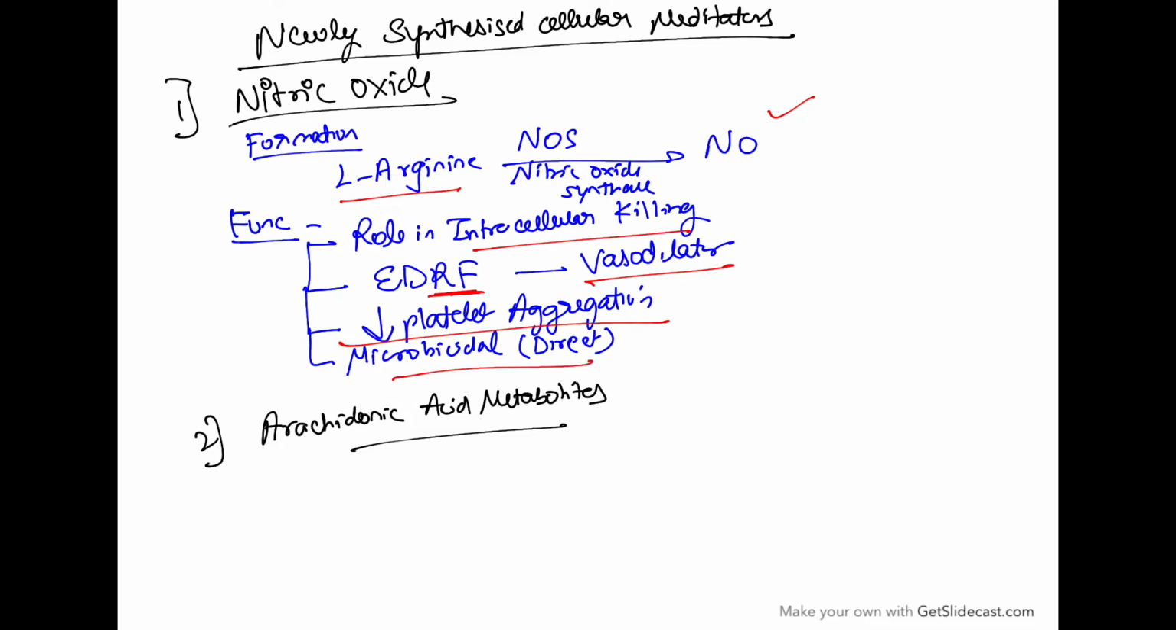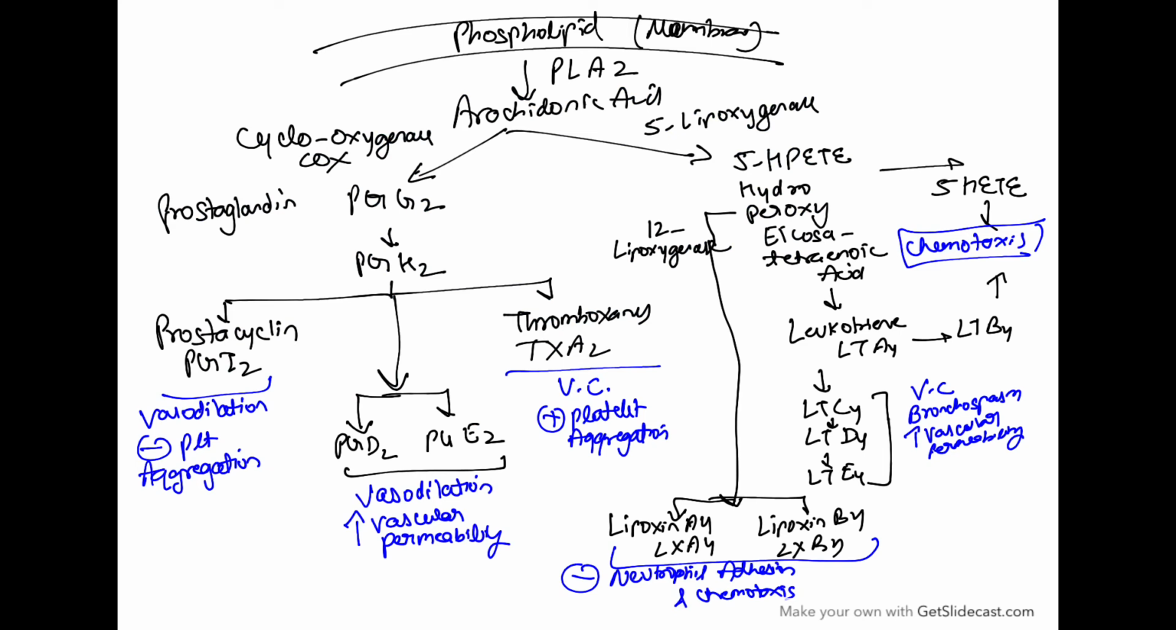Then arachidonic acid metabolites, we can see this diagram. This is the membrane phospholipid. In the presence of the enzyme phospholipase A2, it converts into arachidonic acid. Now whether cyclooxygenase enzyme or lipoxygenase enzyme acts on it, they give different mediators. Now with the cyclooxygenase enzyme, it leads to prostaglandin formation, PGG2 then PGH2. From PGH2, it can form either prostacyclin or thromboxanes or the prostaglandins.